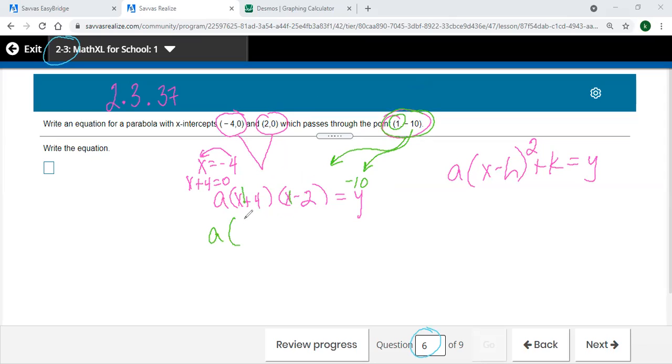So here we go. 1 plus 4, 5. 1 minus 2, -1, equals the -10. And now solve for a. So 5 times -1 here is -5 times this a. And then we would divide by that -5, and find out we have a stretch factor of 2.